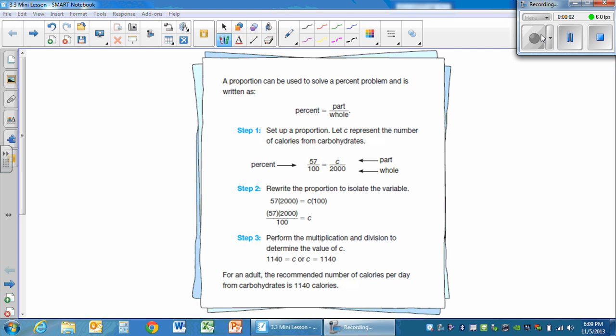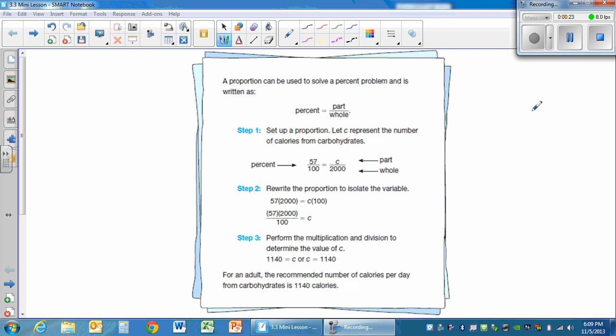The average calorie requirement for an adult is about 2,000 calories per day. The recommended distribution of calories is 57% from carbohydrates, 30% from fats, and 13% from protein. You can use a proportion to determine the number of calories that should be from carbohydrates.